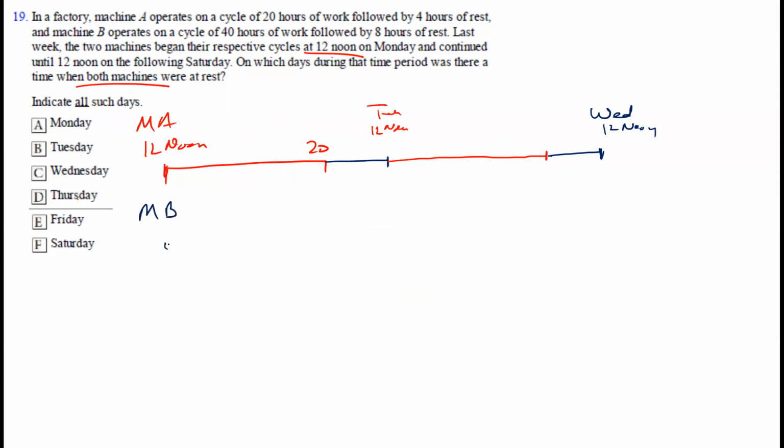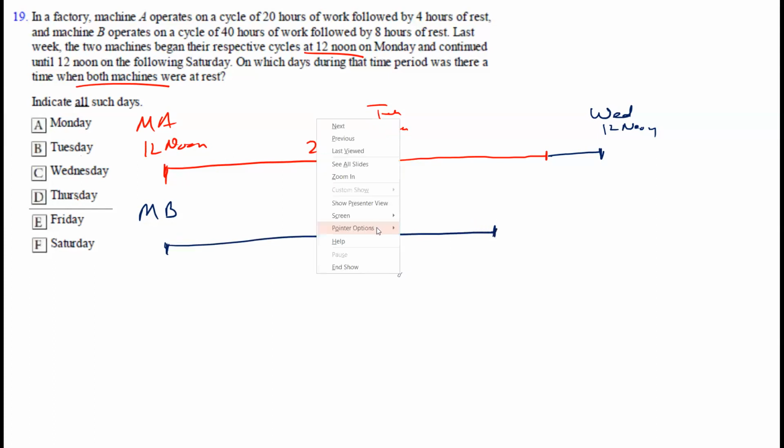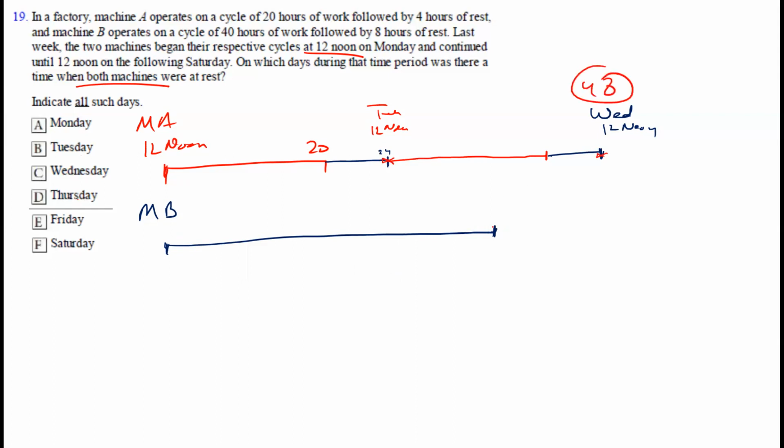Now let's make it for machine B. Machine B works straight 40 hours. So this is 24 hours and 24 hours, so the total is 48 hours. It works for 40 hours, then it has a break for 8 hours. Then both of them are set again.